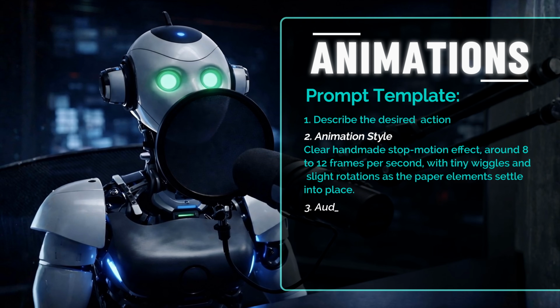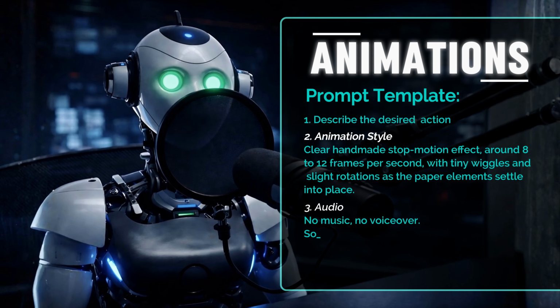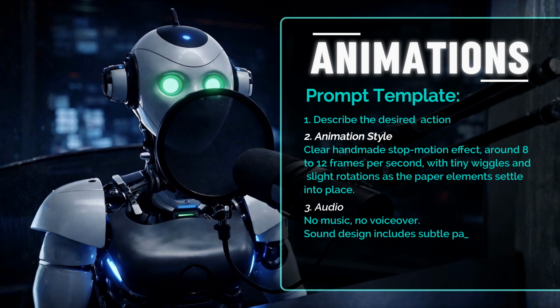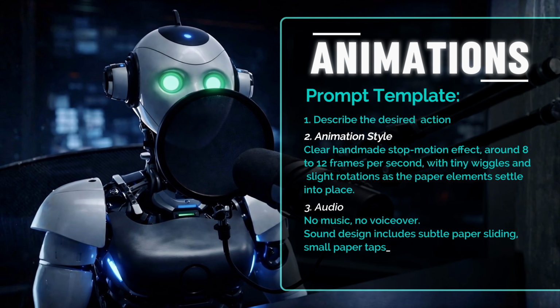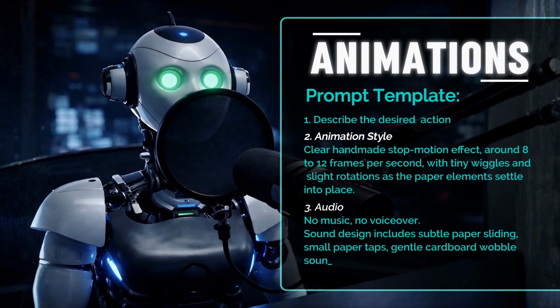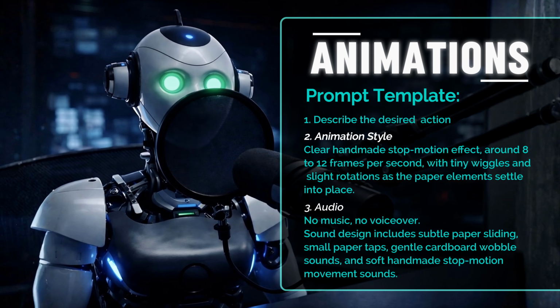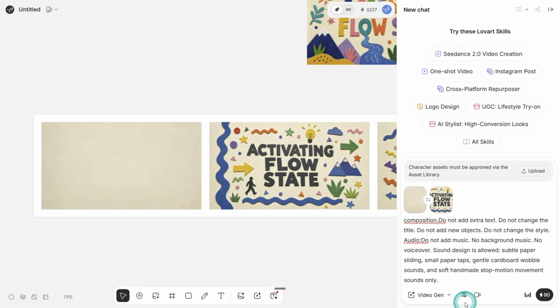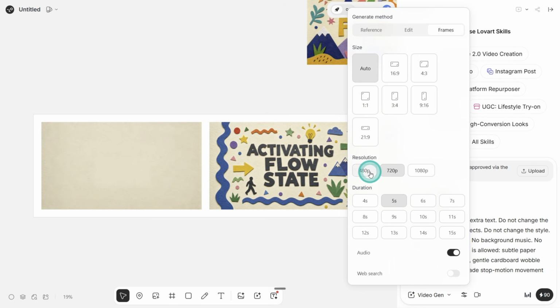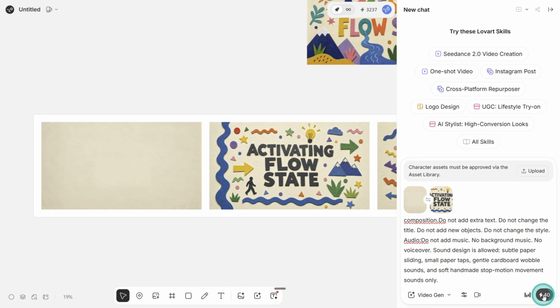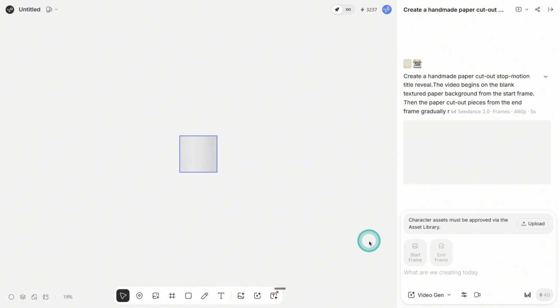For the audio, I'm keeping it simple. No music and no voiceover. Instead, I'm asking for subtle paper sliding, small paper taps, gentle cardboard wobble sounds, and soft handmade stop-motion movement sounds. For your first generation, I'd recommend creating it in a lower resolution first, just to check that the concept is working and the model understands the type of motion you're looking for.